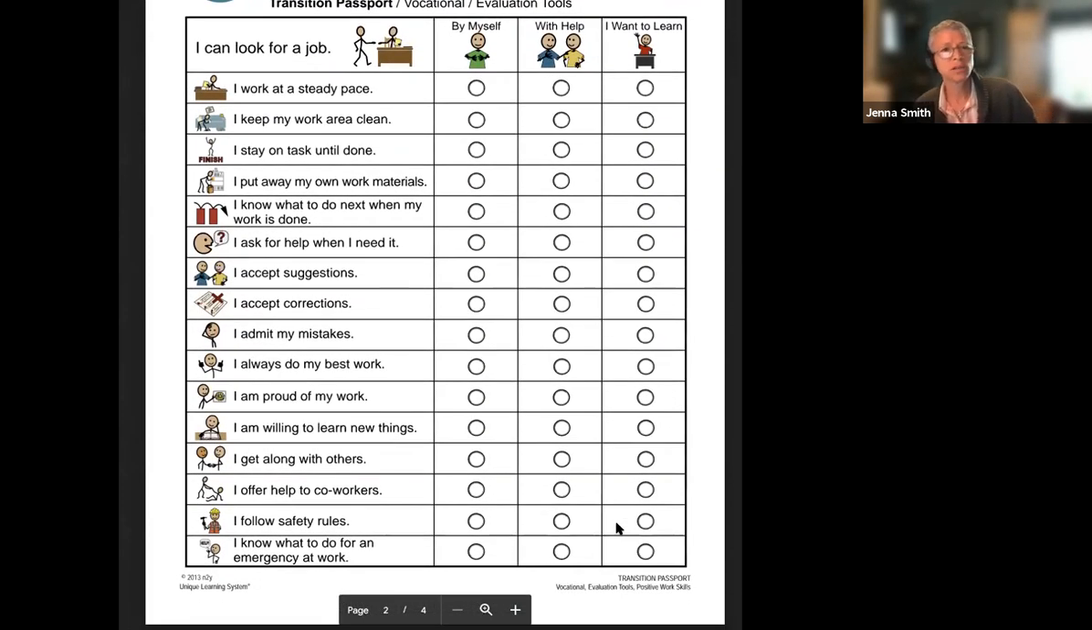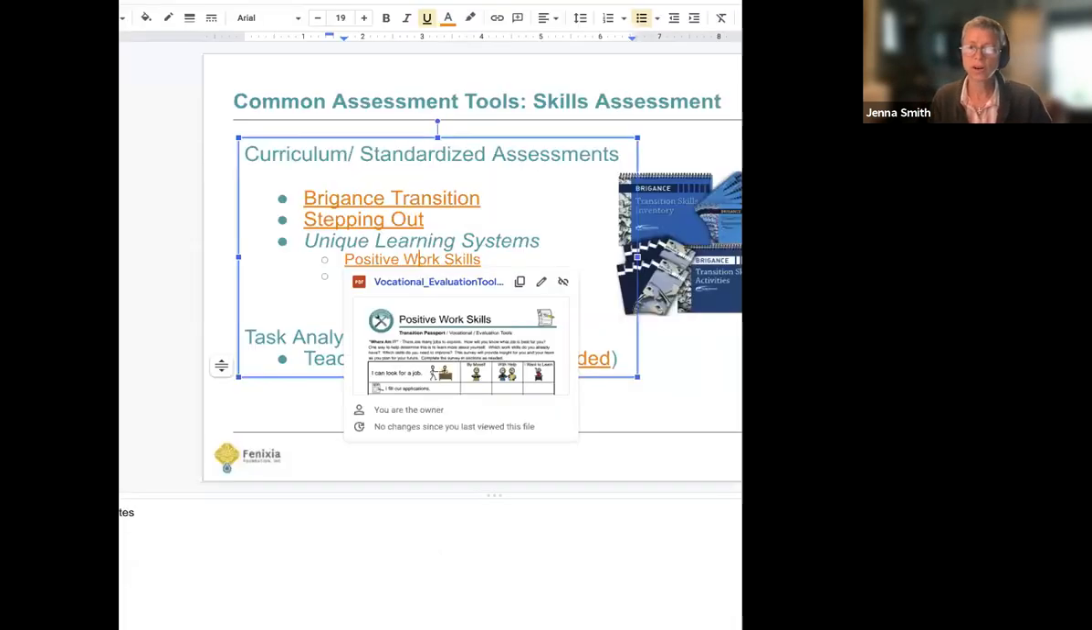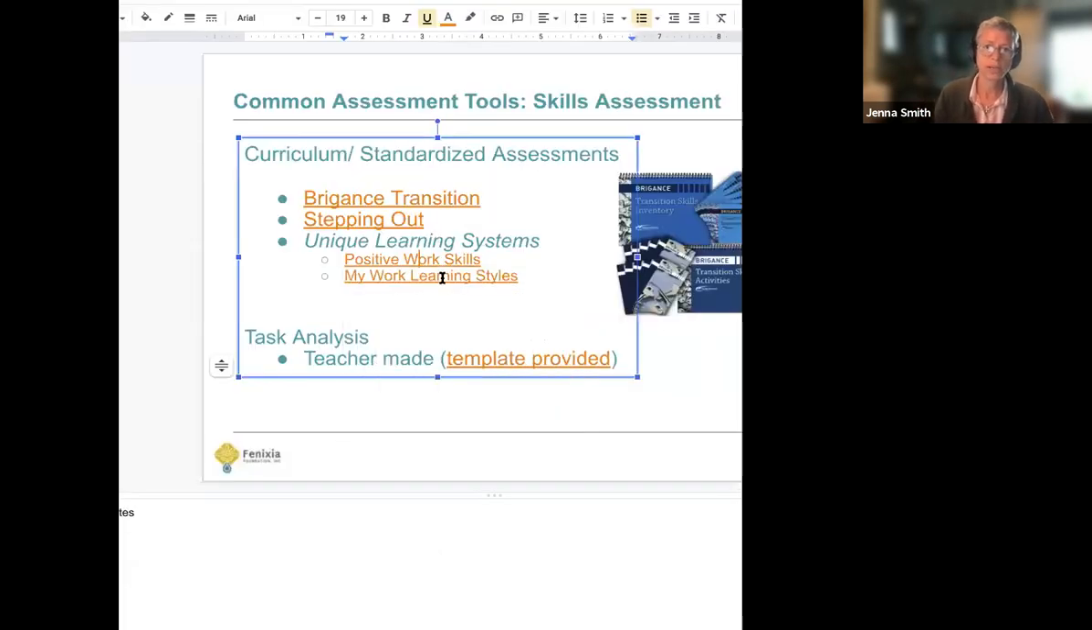Similarly, this is, I can look for a job, I work at a steady pace, I keep my work area clean. So these are things that we're considering as we're moving students from the classroom environment into a work environment. And just another good example of a solid assessment that you can use. But as Julia said, you can make these and target these for specific students.